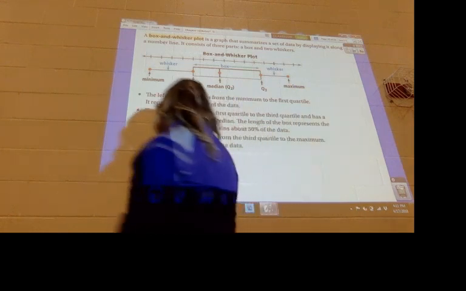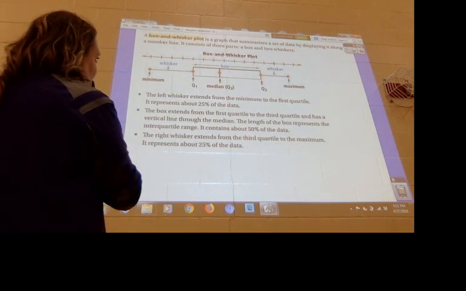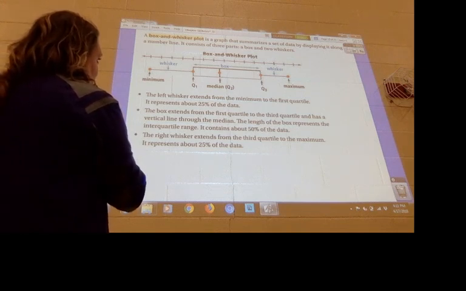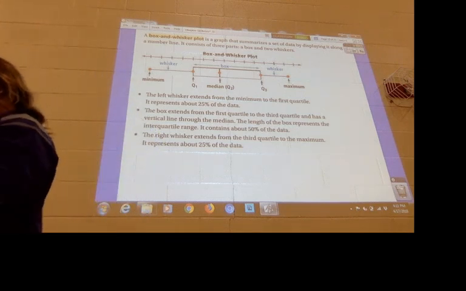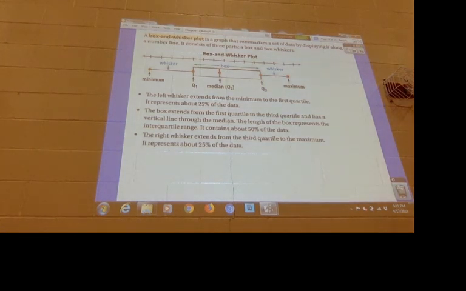I got a question. Why are they the same percentage, but they're different sizes? The range of your values in that percent. We're about to get to that. Make sense now? Somewhat, yeah.